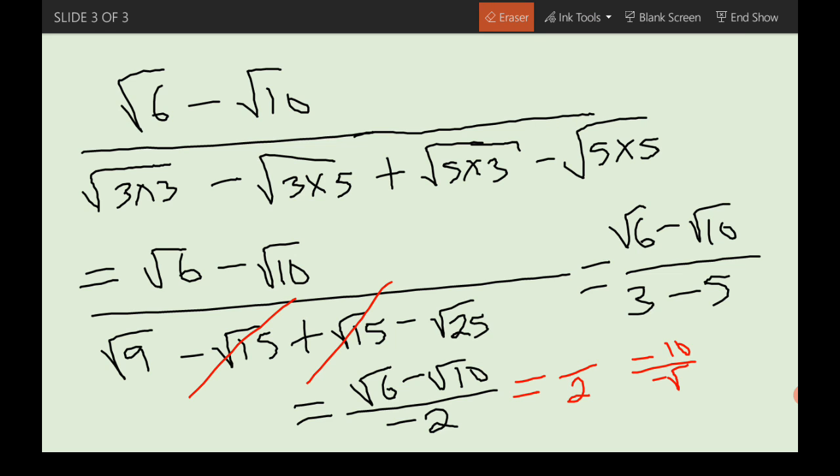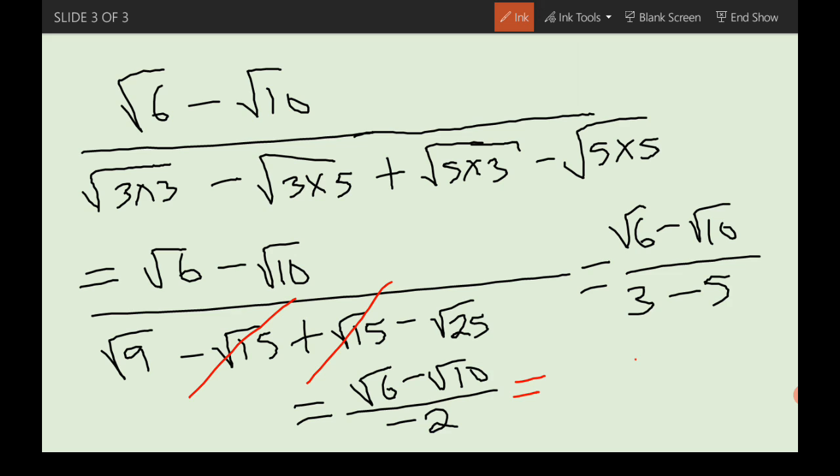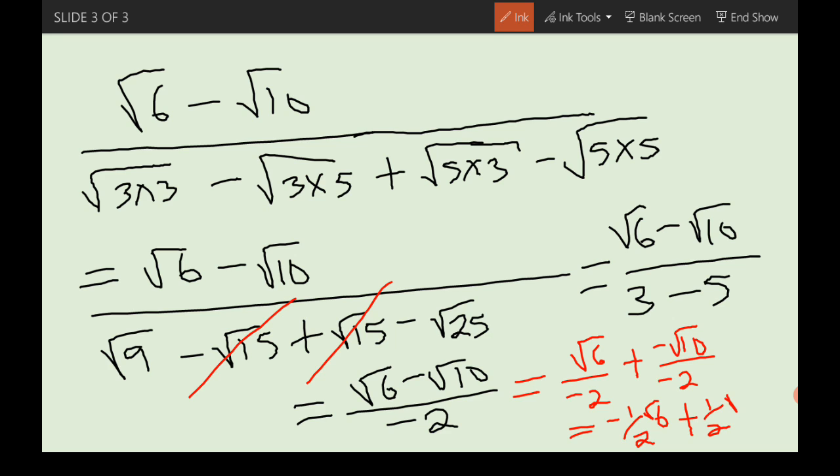Let me just repeat this. The other way you can write this final expression here, we can as well write it as root of 6 divided by negative 2 plus negative root of 10 divided by negative 2. So you can see that we can write this one as negative a half root of 6, then plus a half root of 10.